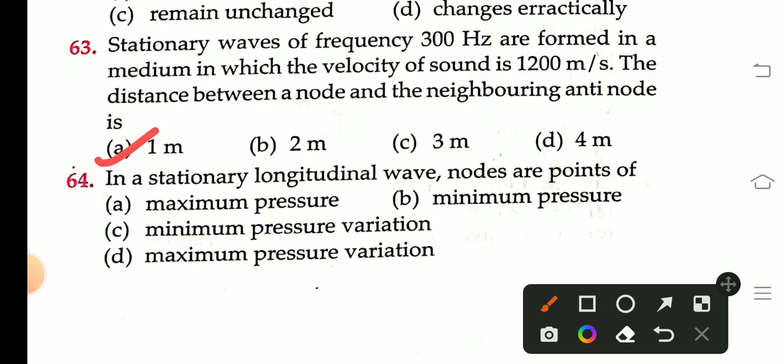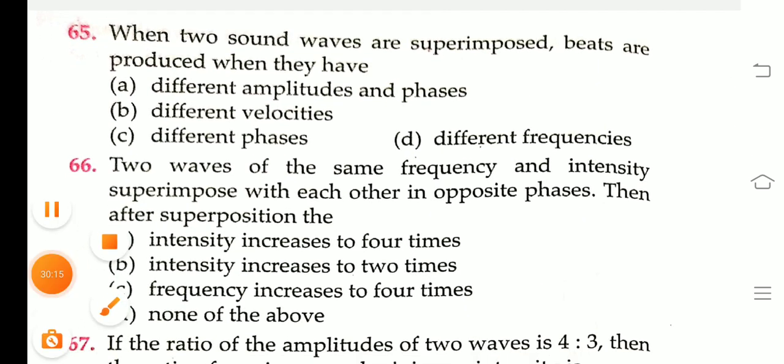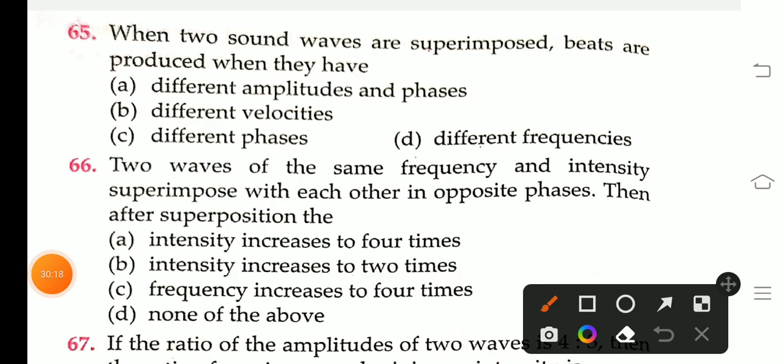Next, in a stationary longitudinal wave, nodes are points of. Option D. Maximum pressure variation. Next, when two sound waves are superimposed, beats are produced when they have. Right answer option D. Different frequencies.